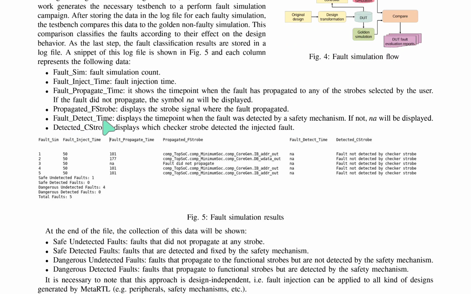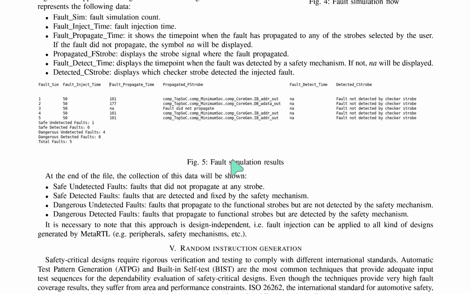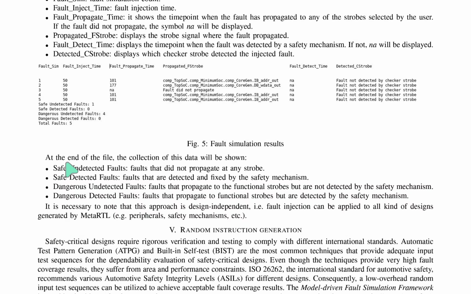Fault detect time displays the time when the fault was detected by a safety mechanism. If not, NA will be displayed. Detected C strobe displays which checker strobe detected the injected fault. Figure 5: fault simulation result. At the end of the file, the collection of this data will be shown.